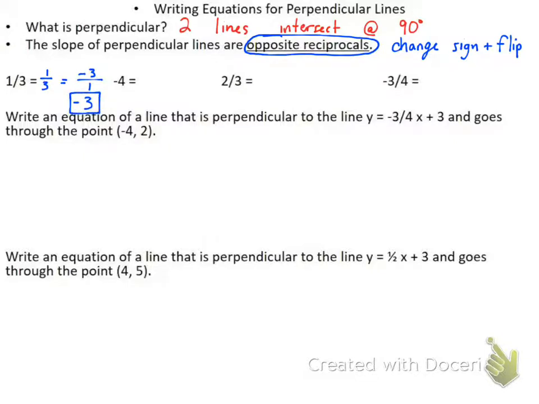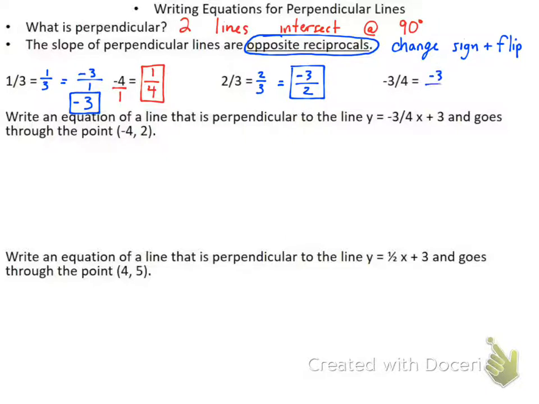The next one, negative 4. Again, any whole number I can write over top of 1, so it's negative 4 over 1. It's a negative number, so change the sign, it's positive, and then flip it over, so 1/4 would be the opposite reciprocal of negative 4. For 2/3, again, I'm just going to rewrite it as 2 over 3. The opposite reciprocal, change the sign, make it negative, and then flip it over would be negative 3 over 2.